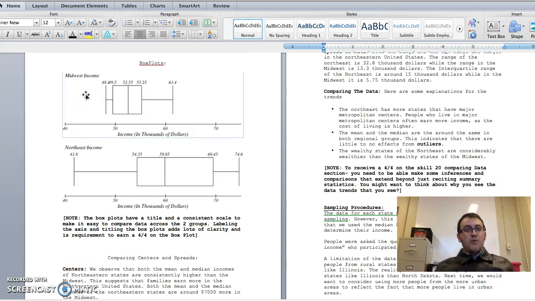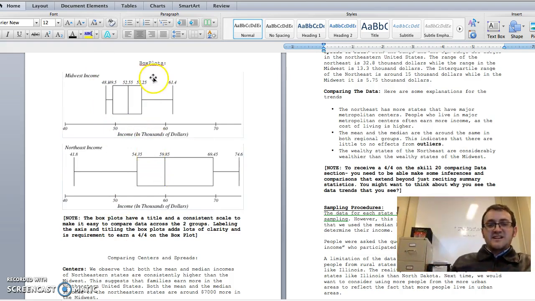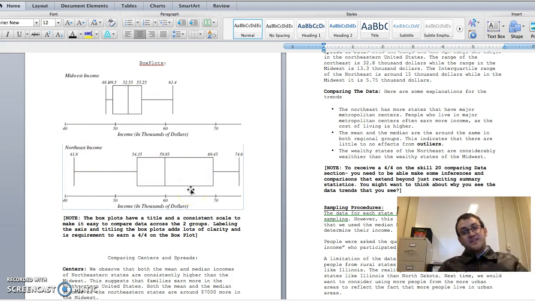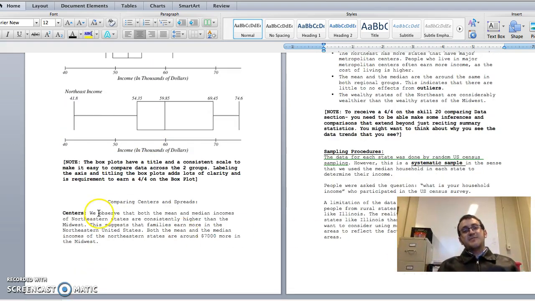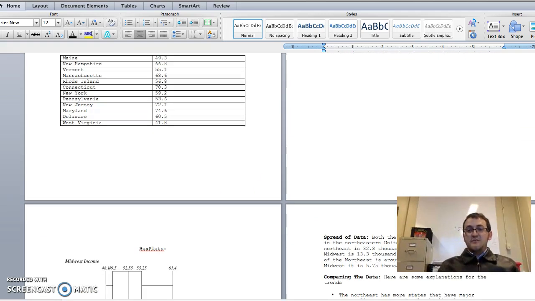Also, I want to see that you are creating box plots for both of the 2 groups within your data set. I think it's really nice to put them side by side because you can compare. We can see that the Northeast has a higher income, but the data is more spread out. In the Midwest, the data is less spread out, but the income is a little bit lower. You can see that I created some descriptions about the centers and the spreads of the data.